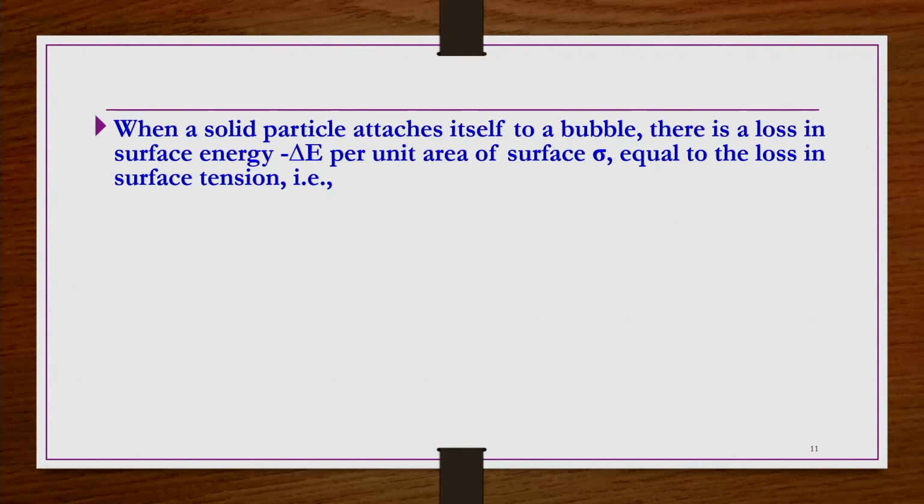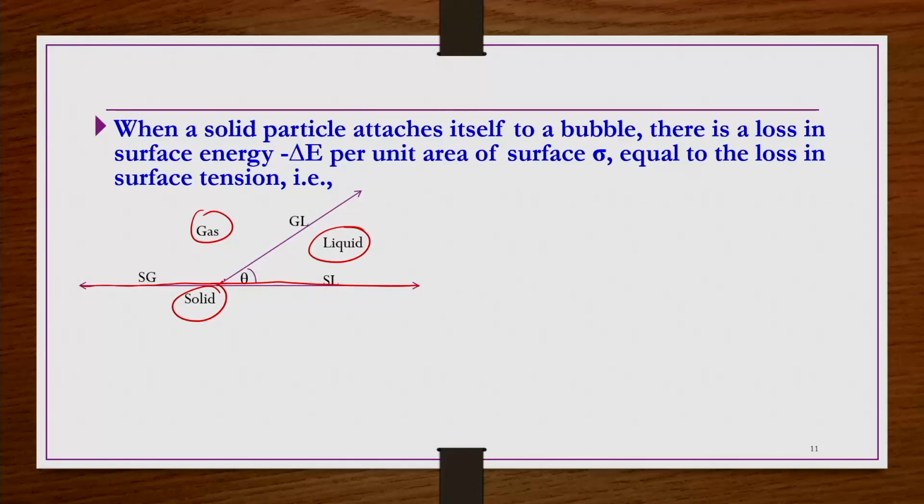When a solid particle attaches itself to a bubble, there is a loss in surface energy. That loss, let us say minus delta E per unit area of surface sigma, is equal to the loss in surface tension. So, you have these three phases, the same picture again. There is a solid surface like this, there is a liquid and then the gas phase, and all of them are in contact with each other at this point. At this point, if you draw a tangent, whatever the angle is there, that is the contact angle theta L, right.